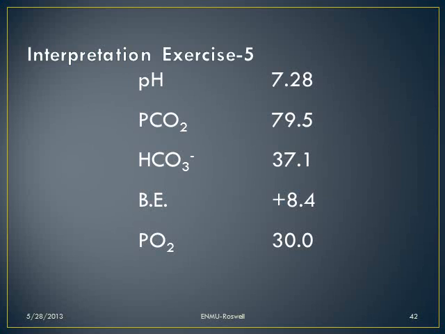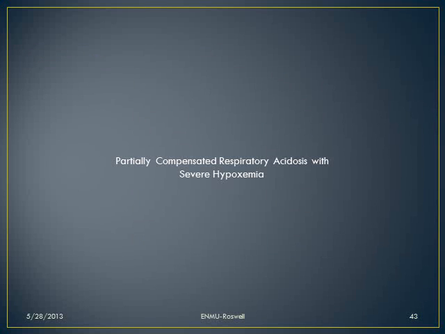pH 7.28. Acidosis. PCO2 79.5. That explains acidosis. So you got a respiratory acidosis. Bicarb at 37.1. Partial compensation. Yeah, it's a little engine that could. It's trying to compensate, man. It's trying to get up and rise as fast as it can. PO2 is 30. That's severe hypoxemia. So we have a partially compensated respiratory acidosis with severe hypoxemia.